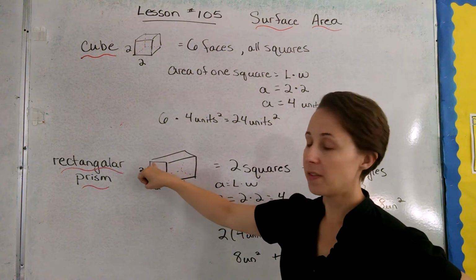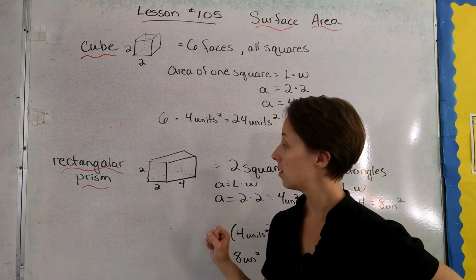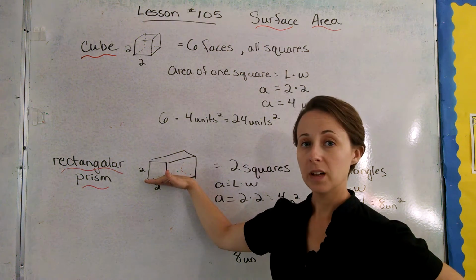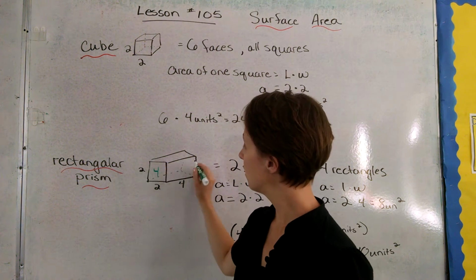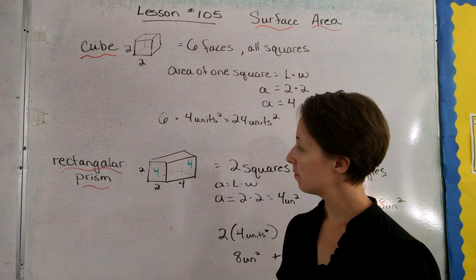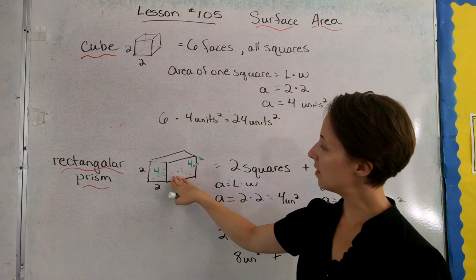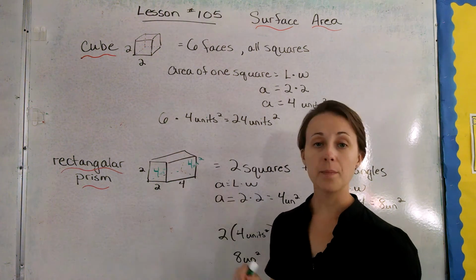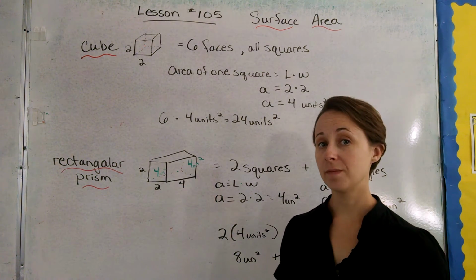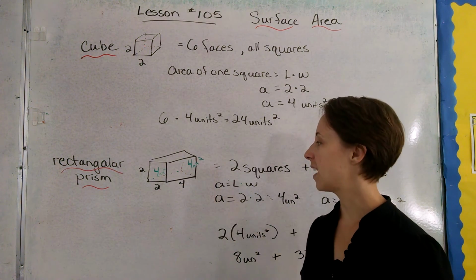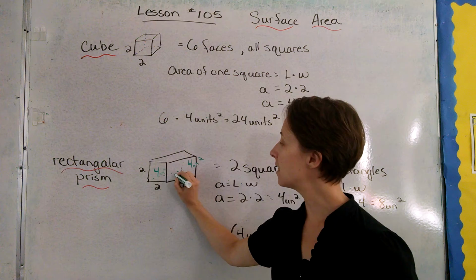The area of this square on this end and of the square on the other end, I can find using these measurements. 2 times 2 gives me an area of 4. That would be the area for this square and for that square, 4 units squared. Then I have these rectangles. For this shape, all of my rectangles are the same size. They all have a length of 4 and a width of 2. I know how to find area of a rectangle. Length times width is also area of a rectangle. 2 times 4 is 8.